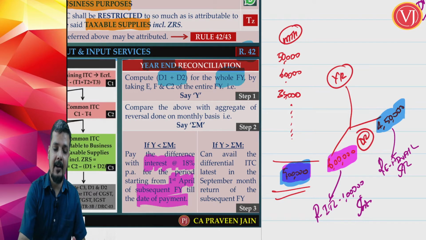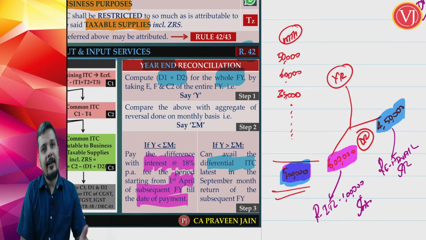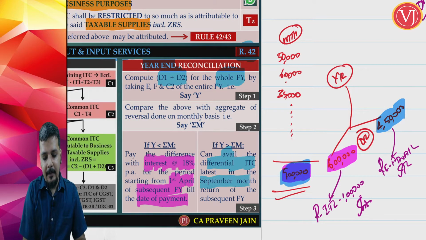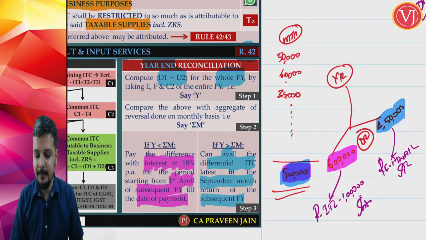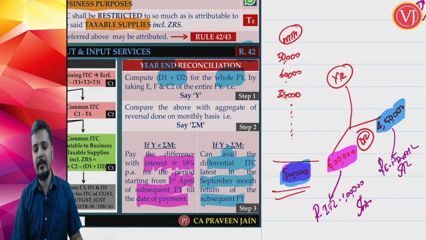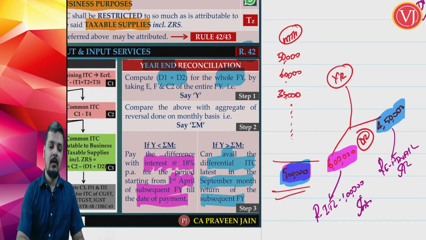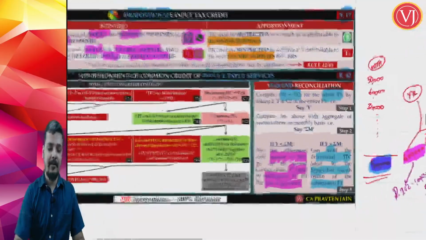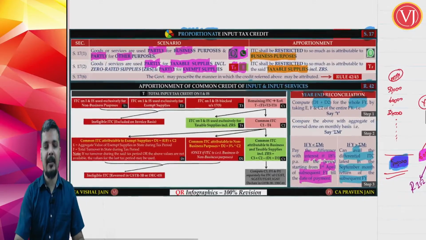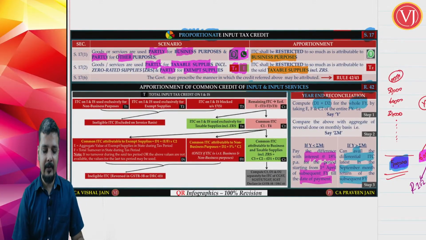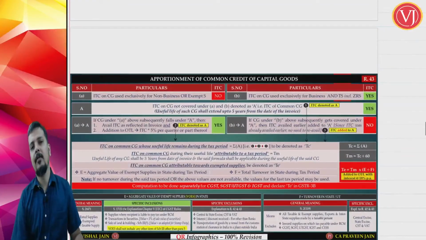What is that due date that they are talking about? They are telling that for excess reversal, you re-avail the credit before the month of September of next financial year. The time limit for re-availing that credit is September of next financial year. So that is all about Rule 42 year end check. This normally doesn't come in your exam question. They will stop at monthly reversal, but the year end check will be there. That's everything about your Rule 42.